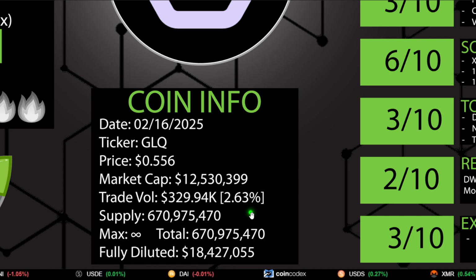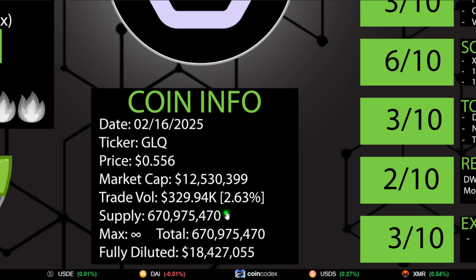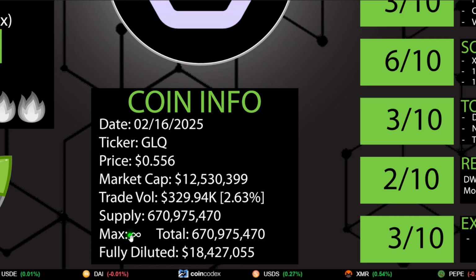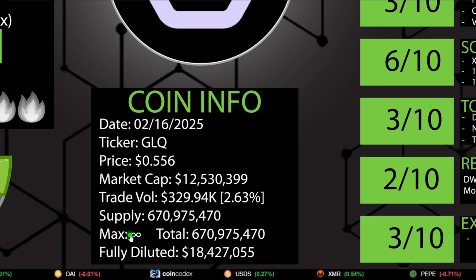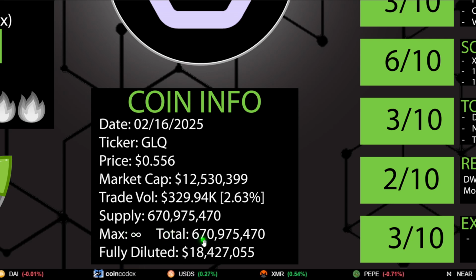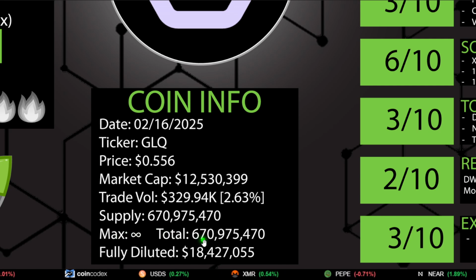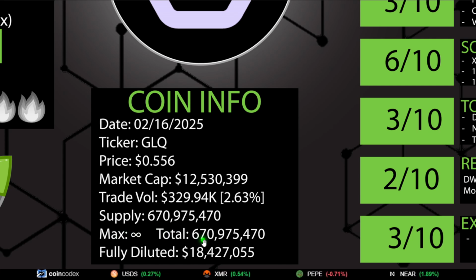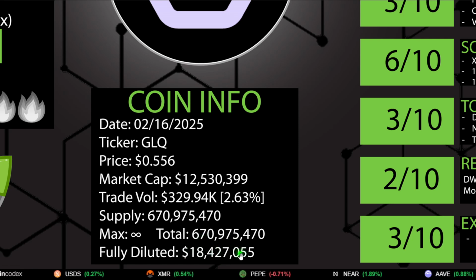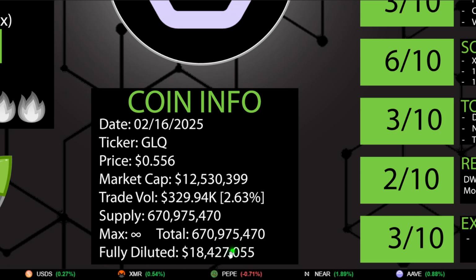The current supply is 670 million tokens in circulation. There's no max supply, so it's unlimited. Just keep that in mind. But again, note that it's a fork of Ethereum. Ethereum has the same property where there's no max, but it has a burning mechanism that's meant to keep the supply at bay and in fact make it deflationary over time. So we have to assume that mechanism is going to come into play and do it properly.